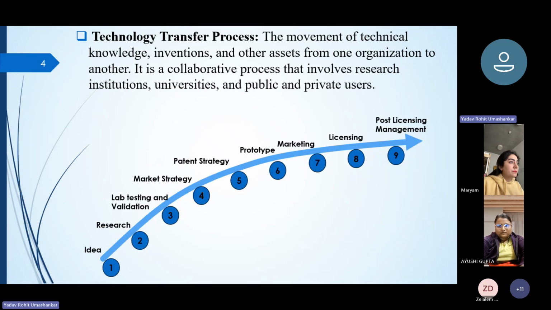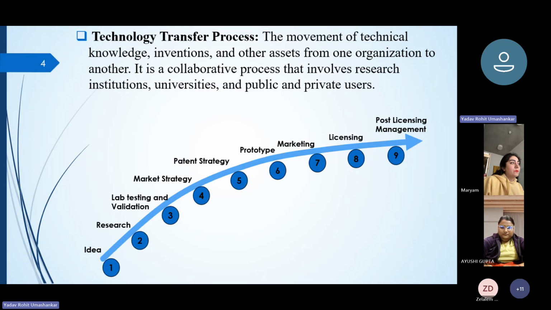Next comes the technology transfer process. It is basically the same thing that I had explained. It is the movement of technical knowledge or inventions from one organization to another organization, between researchers, or from a research institution to private industries through collaborations and the like.